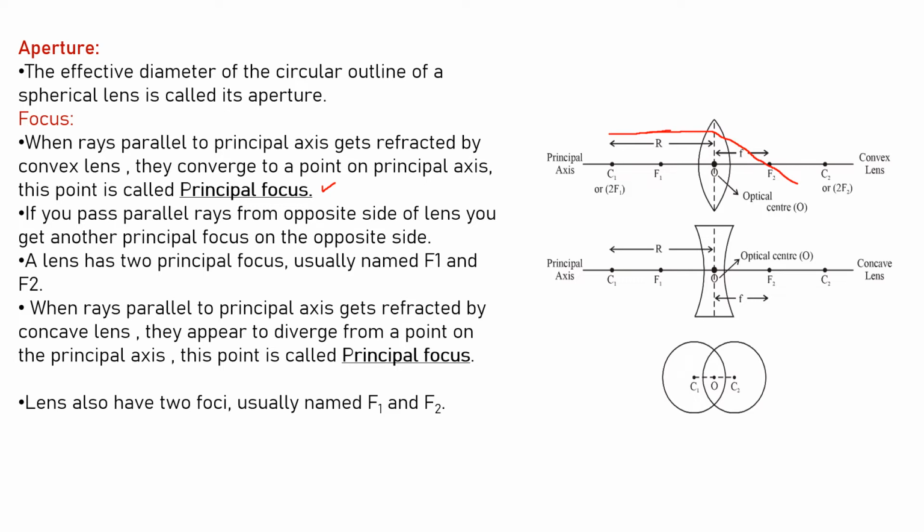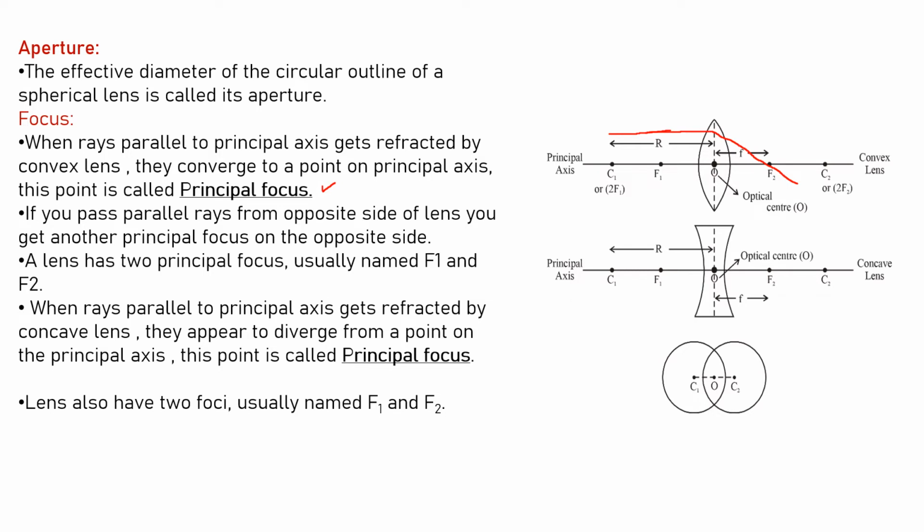Wherever they are converging on the principal axis, in the case of a convex lens, it is a principal focus. Clear, students? If you pass a parallel ray from the opposite side of a lens, you will get another principal focus on the opposite side. If the ray is coming from this side, you will get a focus on this side. If the rays are coming from the opposite side, this will be f1, the principal focus.